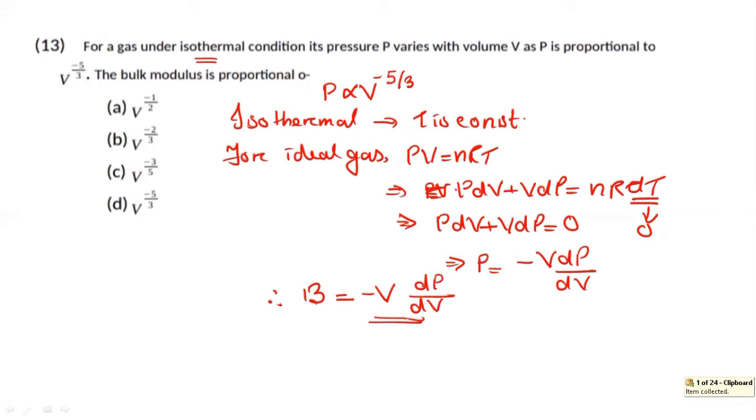This is the formula for the bulk modulus. If you see, the bulk modulus and pressure both are the same, that means the bulk modulus will also be proportional to the volume. So you can say bulk modulus is also proportional to V to the power minus 5 by 3. So the correct option here is option D. This is not that tough, just basic concept.